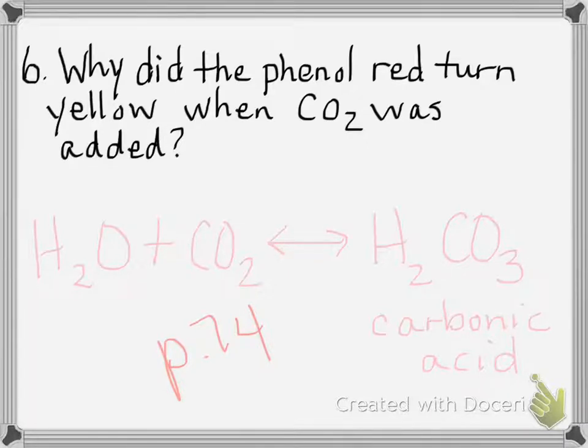I have, why did the phenol red turn yellow when carbon dioxide was added? Because plants didn't do photosynthesis. You're ahead of me. Okay. Because the CO2 was high. Now, let me tell you what we did, because you maybe forgot.